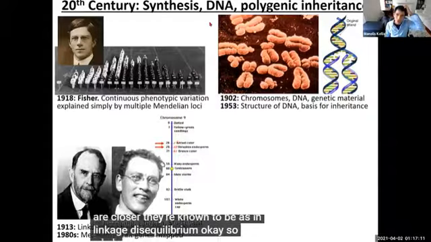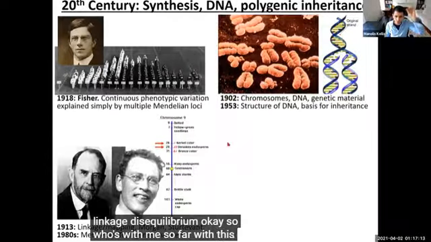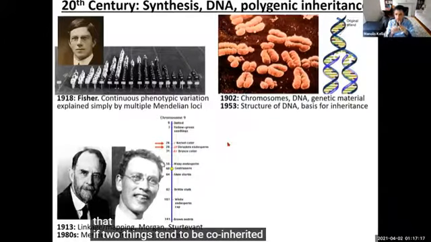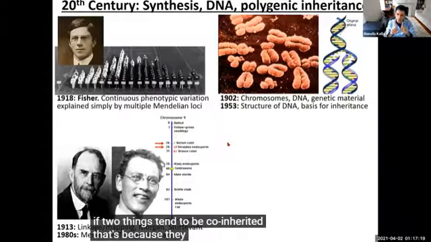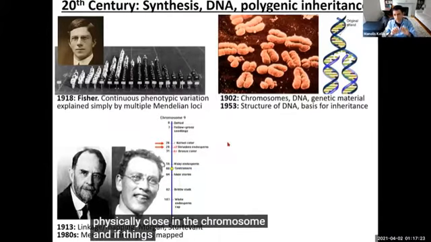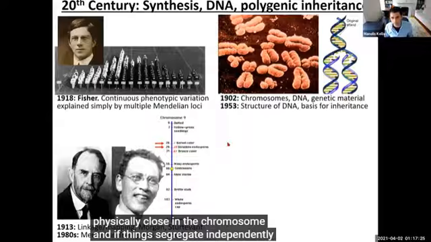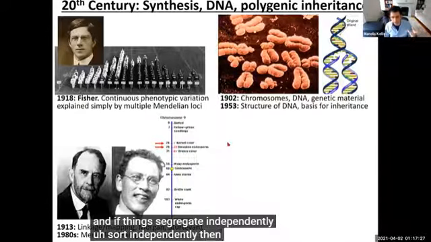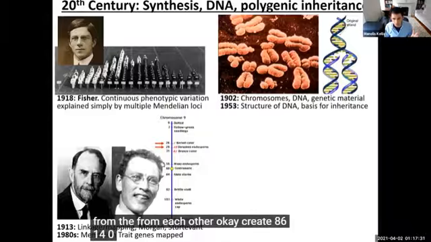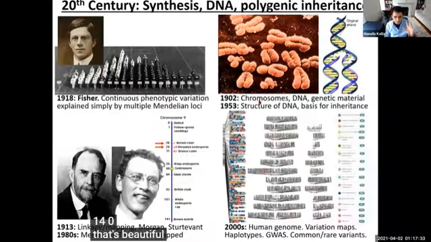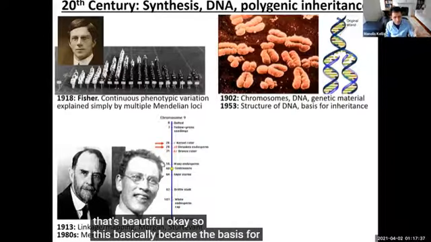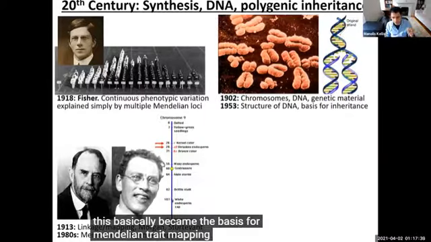Okay, so who's with me so far with this concept that if two things tend to be co-inherited, that's because they're physically close in the chromosome, and if things segregate independently, assort independently, then it's because they're far from each other? Okay, great, 86, 14, 0, 0, 0. That's beautiful. Okay, so this basically became the basis for Mendelian trait mapping.